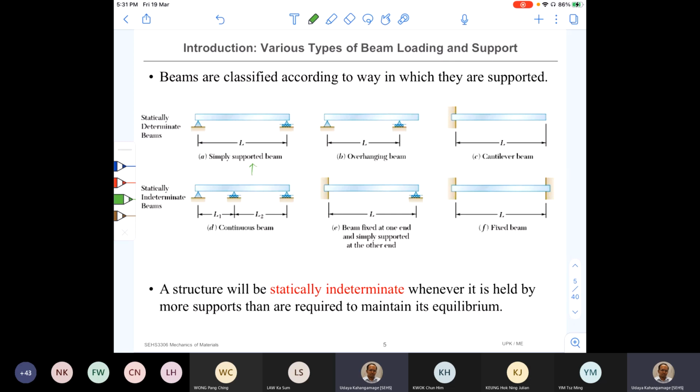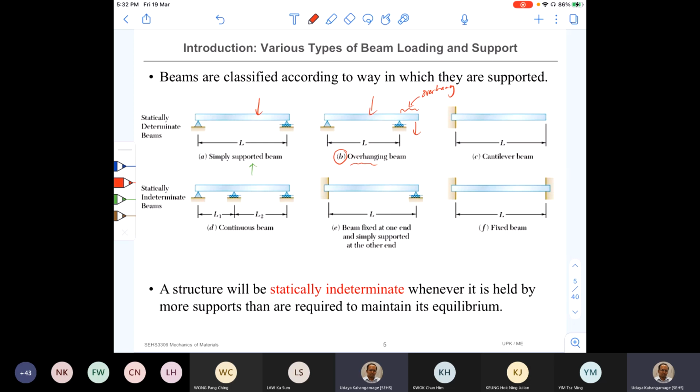It is supported at two ends, and the load is applied anywhere, a transverse load along the length. And this second type of beam is called an overhang beam. Now, this part is the overhang without any support, right? The second support is not at the end, and the load may be applied somewhere here or maybe here, like that.